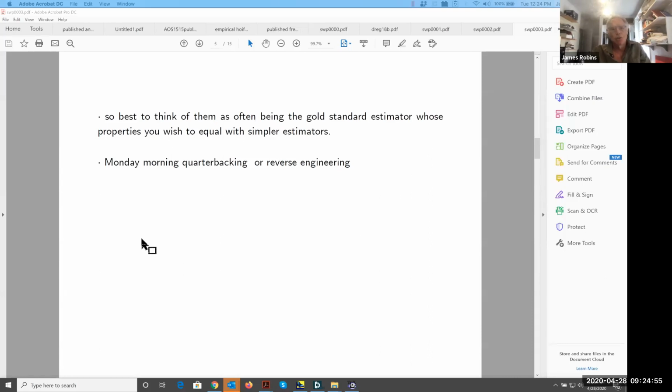So I want to point out that what I'm doing here is Monday morning quarterbacking or reverse engineering. I mean, Edward had these beautiful results that I didn't know and didn't have immediately any intuition for, and I wanted to see how I could get intuition using the machinery I knew.